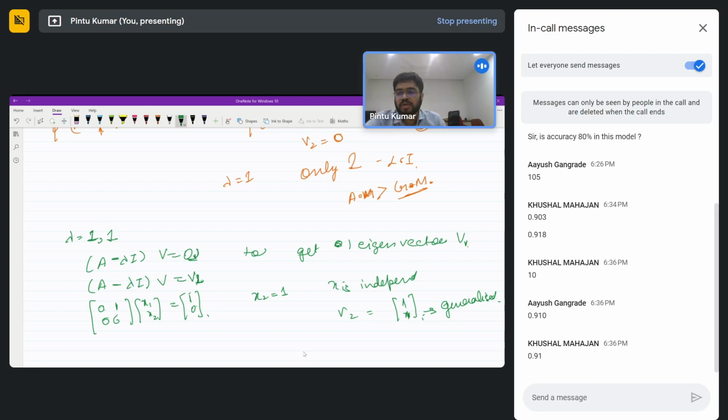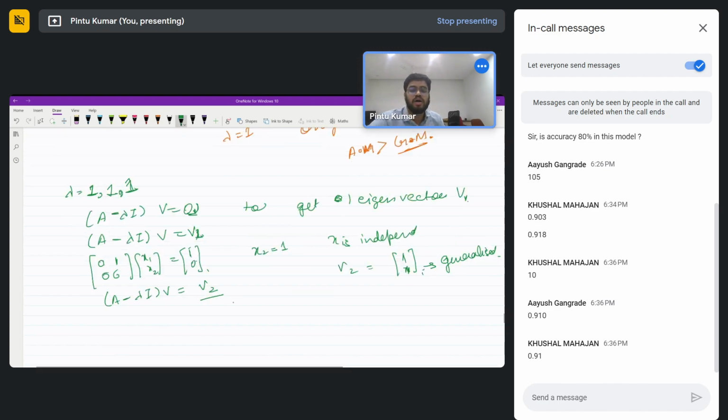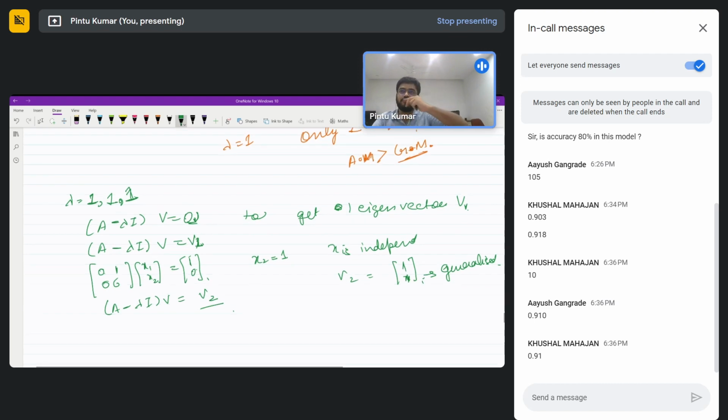Now, for example, if this had multiplicity 3, then to obtain one more generalized eigenvector, you could have used (A minus lambda I) v equal to v2. Am I clear with this? I skipped a bit of the part because I was discussing that counterexample. But am I clear how we calculate generalized eigenvectors? Yes, sir. This is for an eigenvalue which has algebraic multiplicity greater than 1, and you are able to find a lesser number of independent eigenvectors. Then you use this thing.